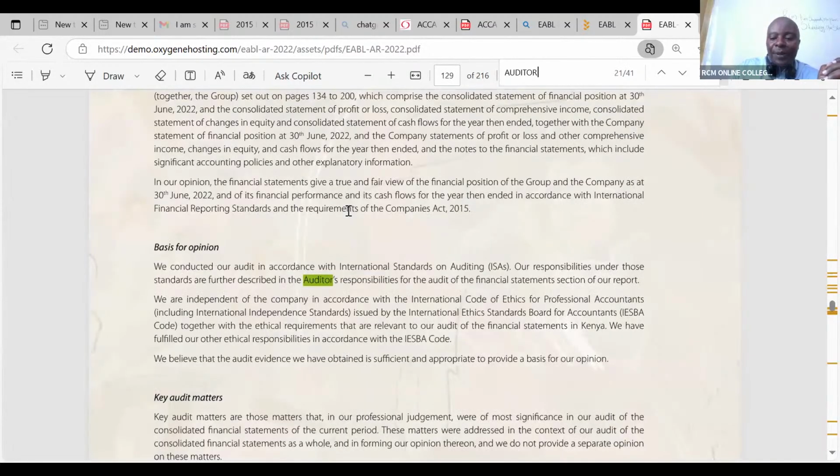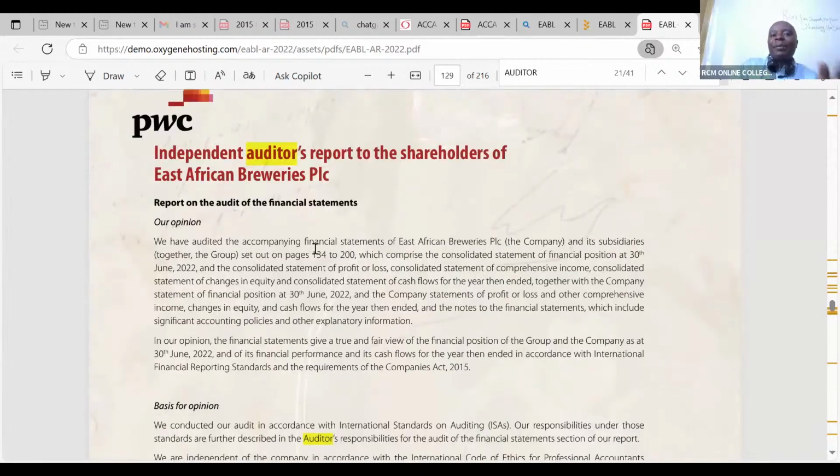Yeah. So you can see here, PwC is their auditors, independent auditors report to their shareholders of East African Breweries PLC. We start with our opinion, report on the audit of the financial statements. Our opinion, we have audited the accompanying financial statements of East African Breweries PLC, the company, and its subsidiaries, together with the group, set on pages 134 to 200, which comprise the consolidated statement of financial position at 30th June 2022, and the consolidated statement of profit or loss, consolidated statement of comprehensive.